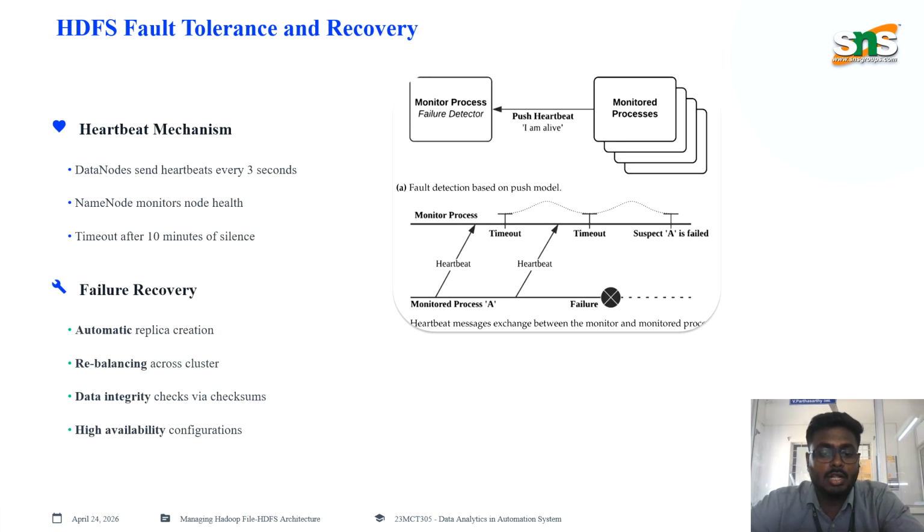Fault tolerance and recovery: HDFS is designed to handle failures efficiently. Data nodes send a heartbeat signal every 3 seconds. If no signal is received, the node is considered failed. Recovery mechanisms include automatic replication of lost data, rebalancing across nodes, and checksum verification for data integrity. These mechanisms make HDFS highly reliable.